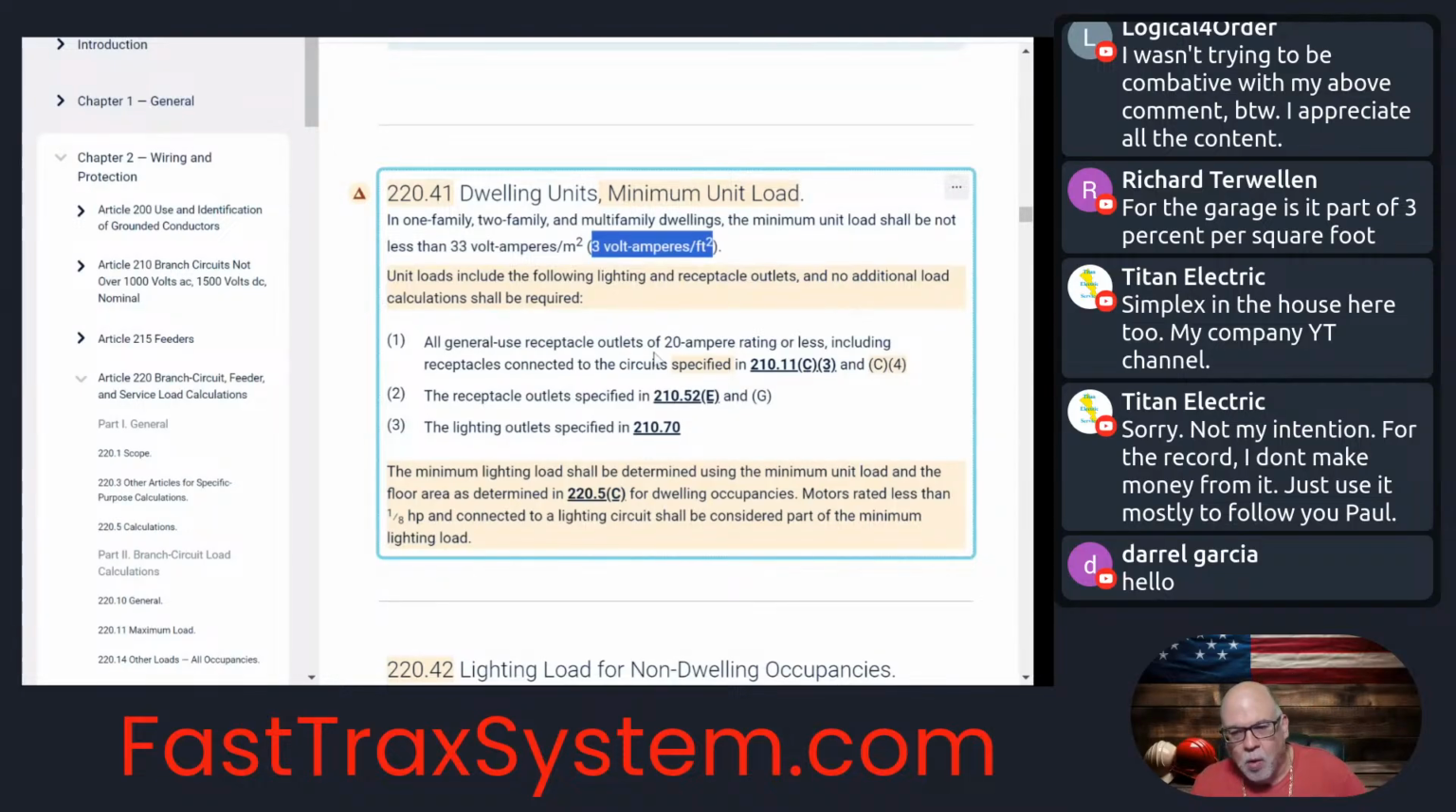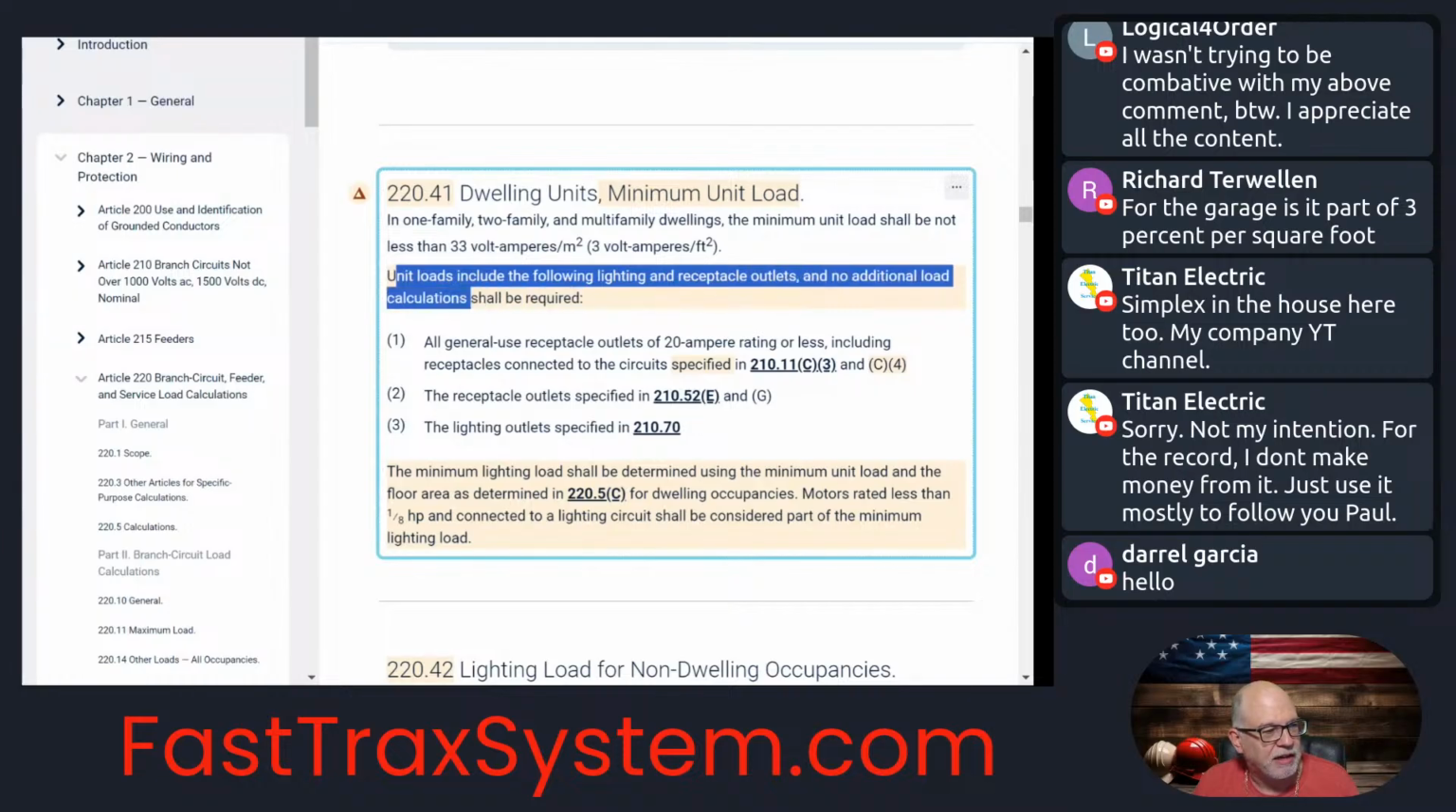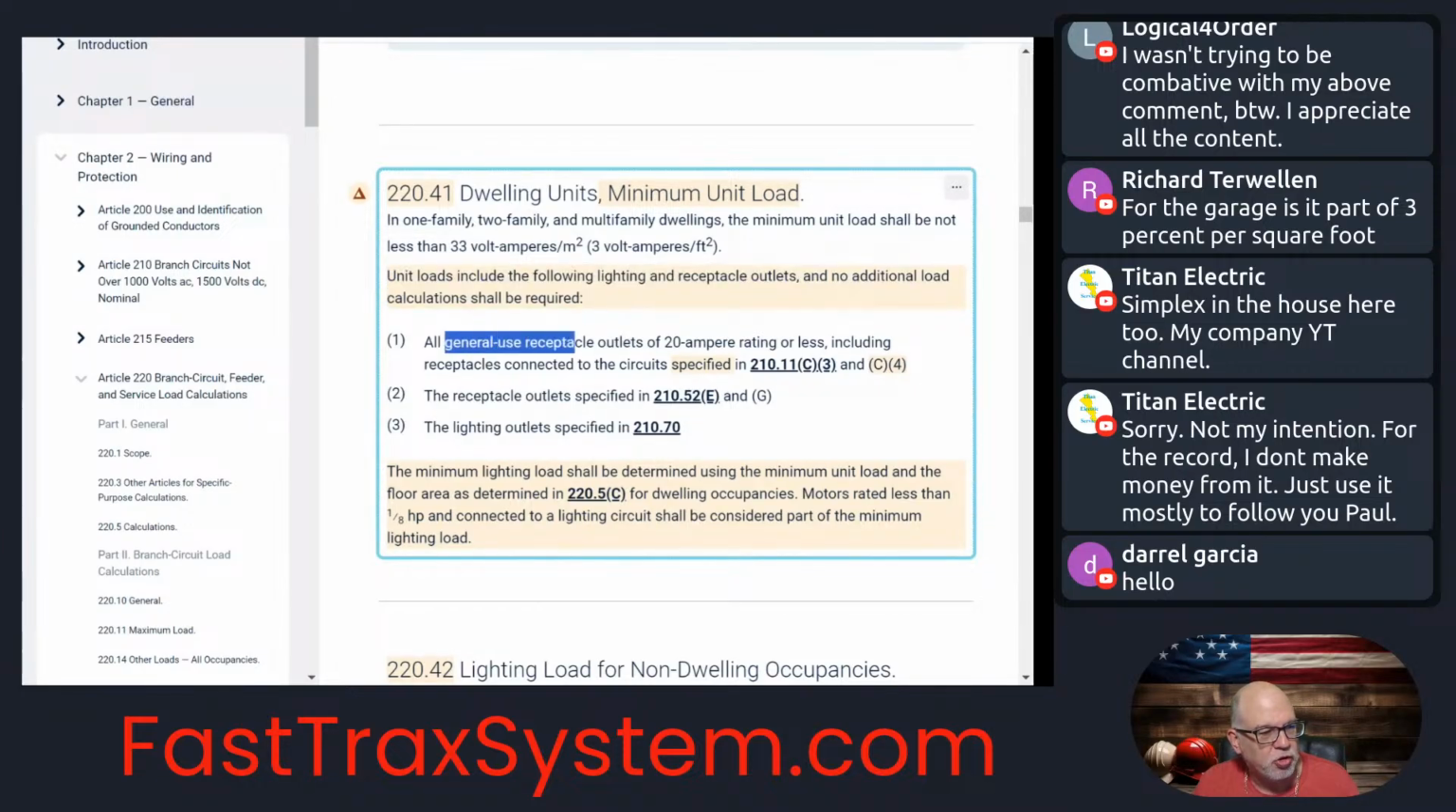Now, interesting, when it comes to that 3VA per square foot, what does it cover? Well, it's pretty clear down here that it says that unit loads include the following lighting and receptacle outlets, and no additional load calculation shall be required. So all of your general use receptacle outlets of 20 amperes or less, including receptacles connected for the circuits specified in 210.11C3, the bathrooms, and C4, the garages. So no additional value needs to be added. That's where we asked that question. I'm not sure who asked the question. I think it was Richard who posted it. So this is where you know that that 3VA is covering those as well.